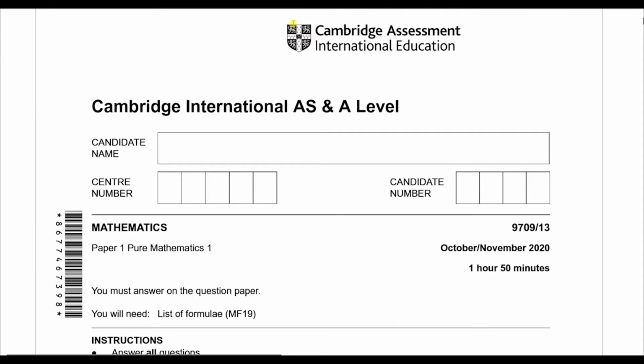Here we are going to solve another past year paper from October-November 2020, and it is going to be Pure Mathematics 1, code 9709, component 13. So let's start with question number 1.